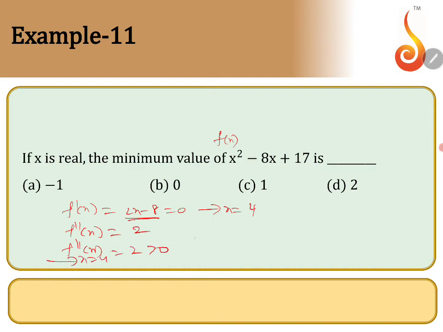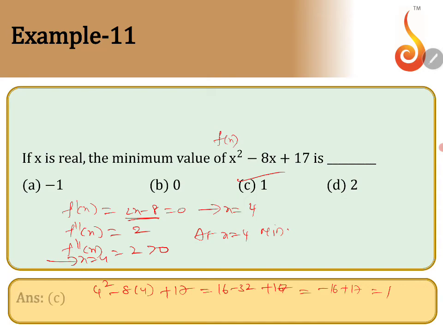Now f double dash of x at x equal to 4 is nothing but 2 which is greater than 0. Therefore at x equal to 4 minimum will exist, but he is asking what? Minimum value. At x equal to 4 we need to substitute in the given question. That means 4 square minus 8 into 4 plus 17. So therefore this is 16 minus 32 plus 17, which is minus 16 plus 17 which is equal to 1. So therefore the minimum value is nothing but 1.